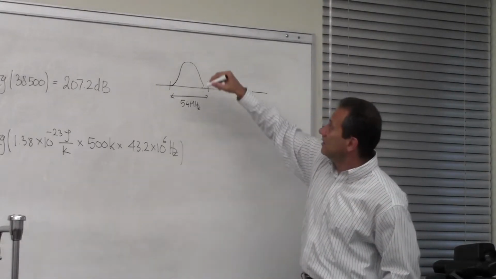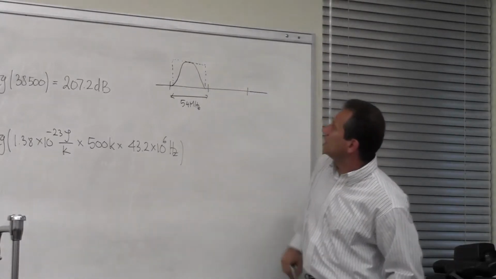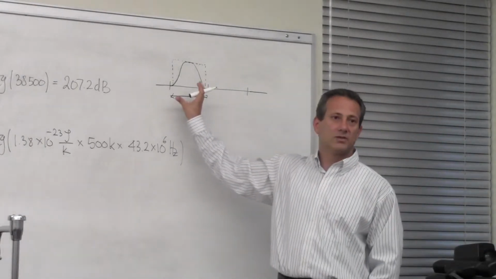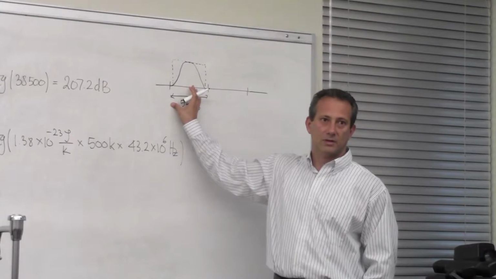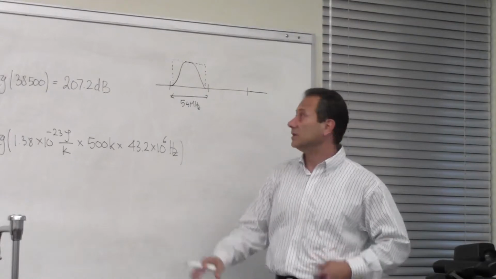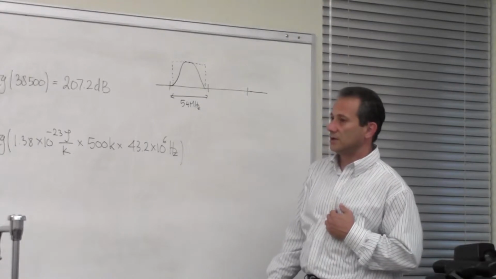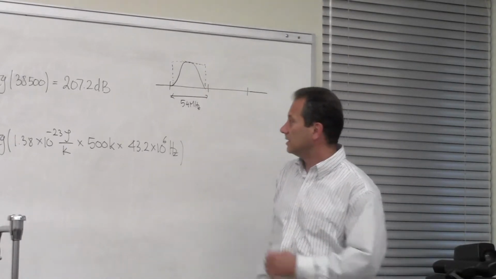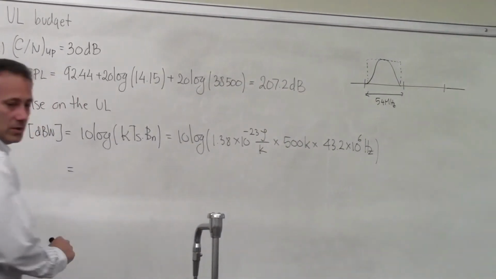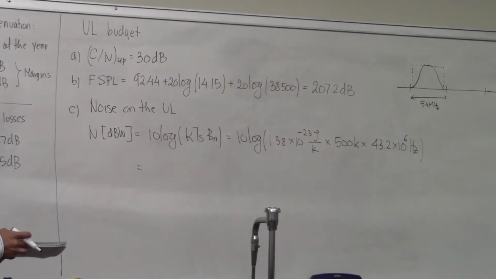It looks like this, and then at the IF you actually filter it with a filter that has the skirts towards the edge of the band. So even though you have 54 megahertz reserved for the transmission, not all 54 megahertz is contributing to the noise, right? The channel filter determines that the noise is coming from not 54 megahertz but a slightly smaller band. So when you calculate this noise, that particular bandwidth would have to be given, right?